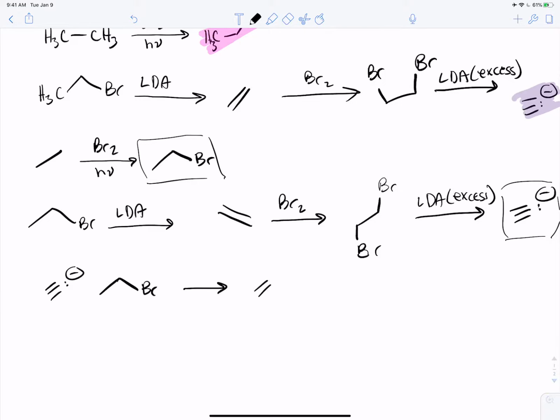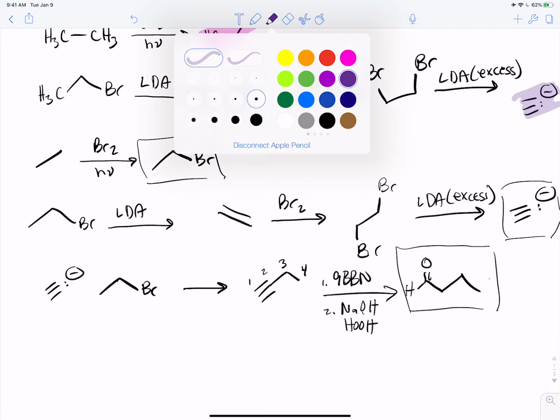And what I'm going to see is I've got my 4 carbons that I wanted in the first place. And now I just use that one last step that we figured out in the first place, which is that we want to use 9-BBN followed by sodium hydroxide and peroxides. And voila, we have our aldehyde that we want. So that is our final product that we're pushing towards.